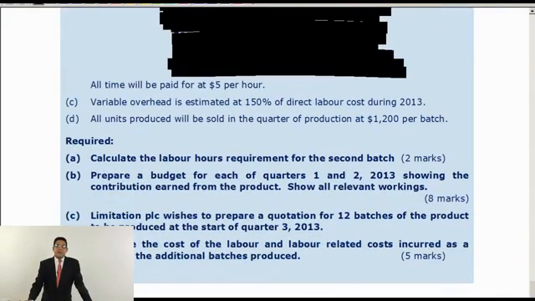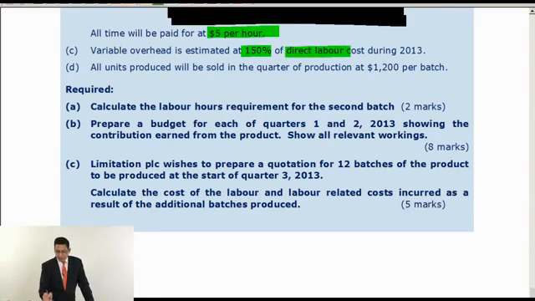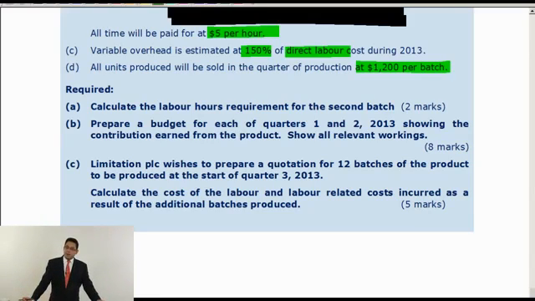All time will be paid for at $5 per hour, so the labor rate is $5 per hour. Variable overhead is estimated at 150% of direct labor cost during 2013, meaning as soon as we know the labor cost, the budget for variable overhead can be calculated by multiplying labor cost by 150%. All units produced will be sold in the quarter of production at $1,200 per batch, which is the selling price.